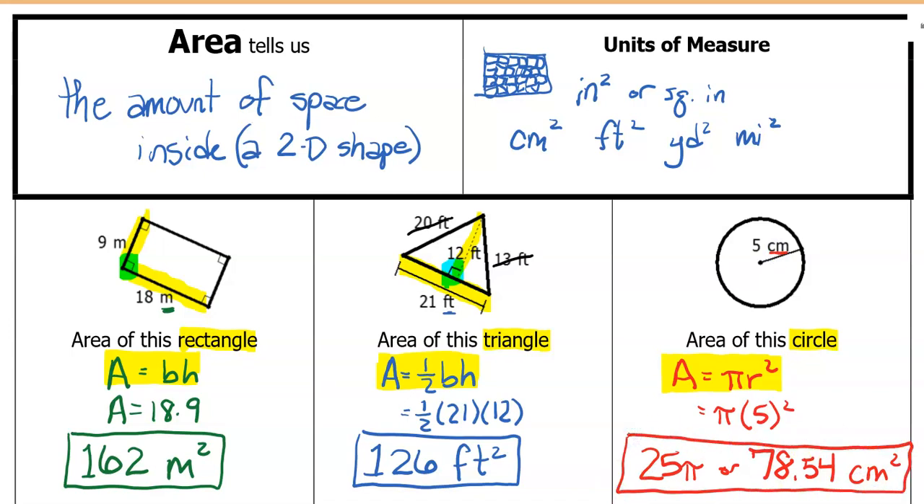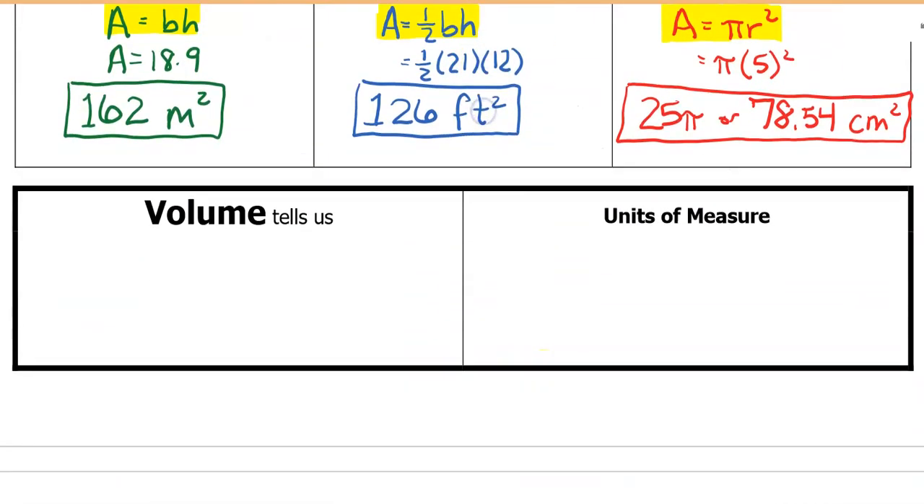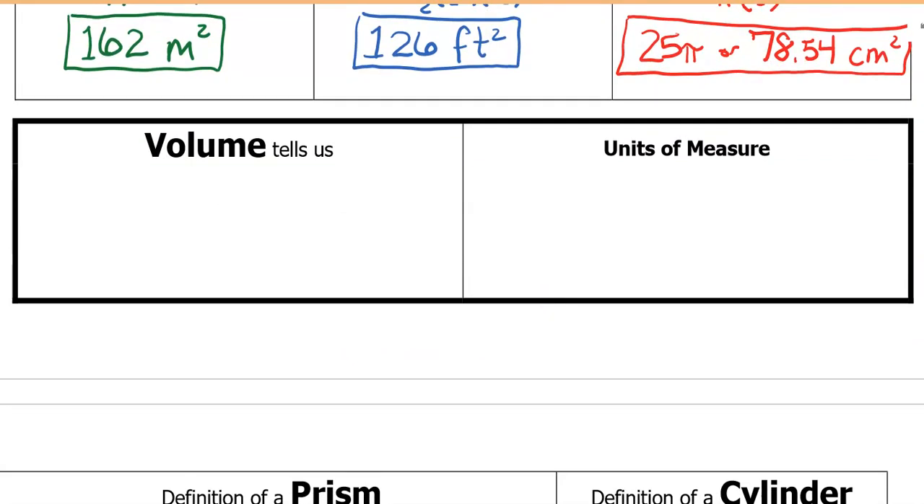So that's a really quick recap of what we've looked at so far. We've also done work with arc length and sector area. We did that last week. But then this week we're going to be focusing on volume. So volume tells us something a little bit different. It's still kind of like area, it tells us how much stuff can fit inside.